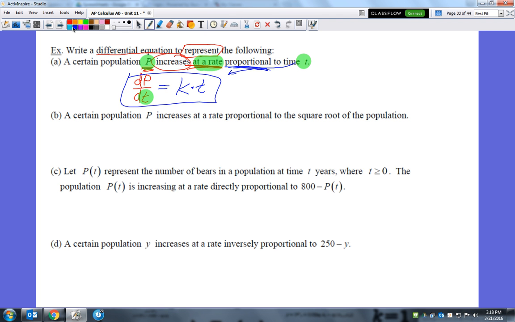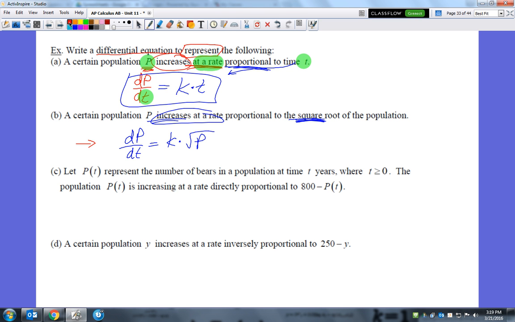Okay, let's read the next one. A certain population P increases at a rate, there's another dp dt, and proportional, so it's going to be multiplying with the square root of the population. So we know it's going to multiply with k, but this time it's the square root of P, because that's the population. So all we're doing is we're reading problems and turning them into math expressions or functions.